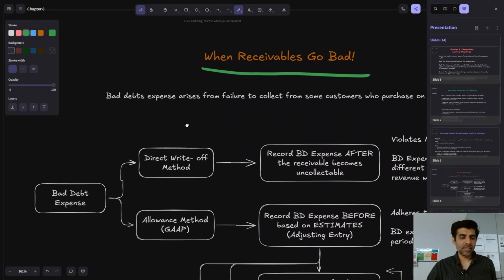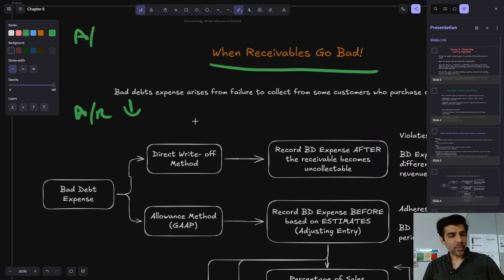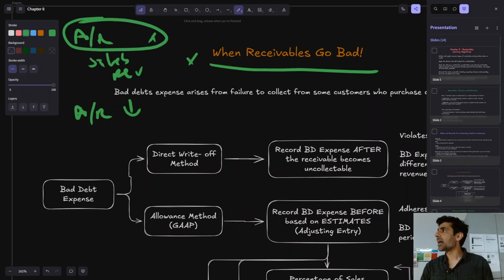Well, there needs to be a couple of things. For one, the accounts receivable asset needs to go down. And remember, you initially recorded some sales revenue, right? You had accounts receivable, sales revenue. So if you can't collect your accounts receivable, we agree that this has to go away.